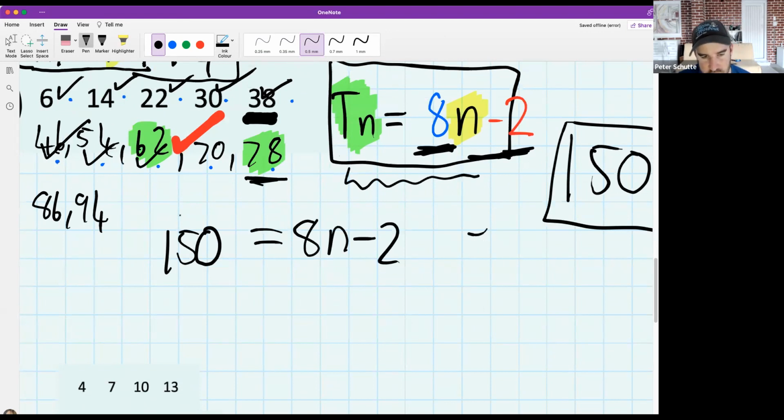And if you're able to solve this formula, you can find the position in the list. So I want you guys to try and work that out. See if you can do it. We will do this again in the next lesson.